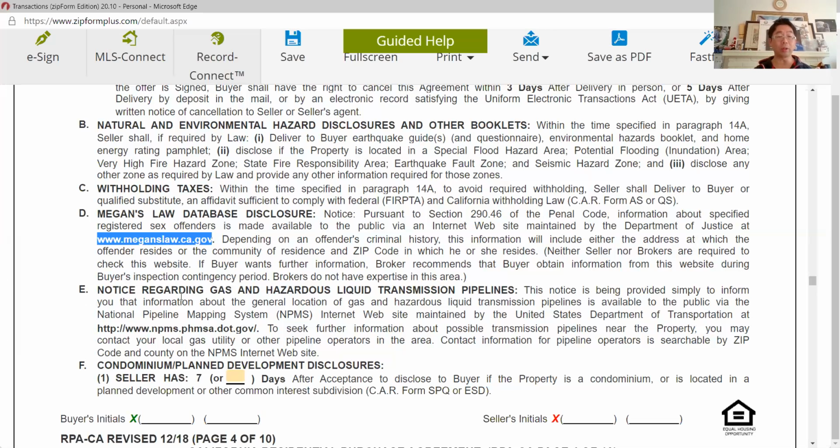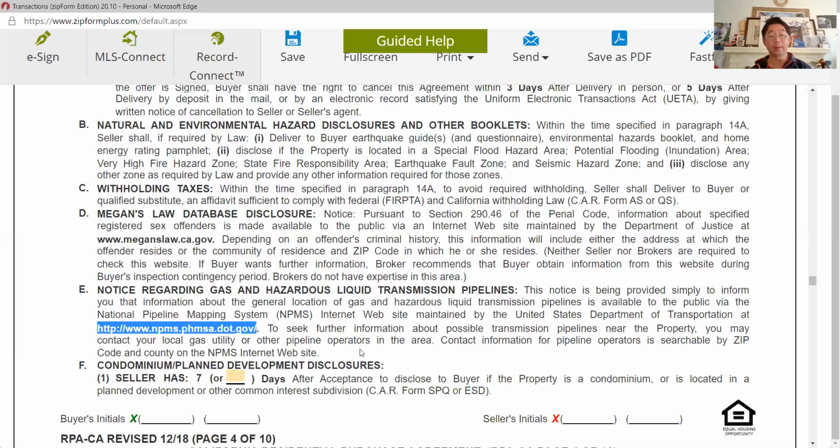Okay. So the notice regarding the gas and hazard liquid transmission pipeline, in this natural hazard section, they would tell you this information as well. And you can also find it on this website. So you can search on that.